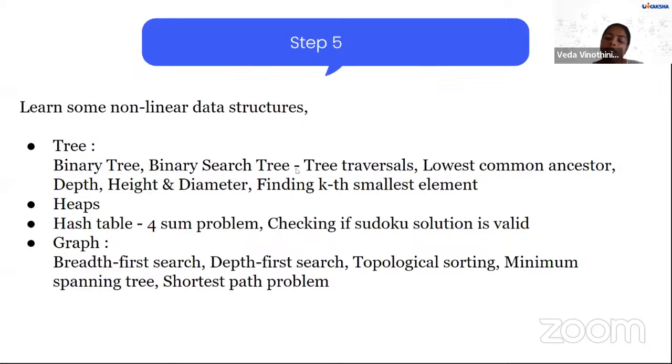Of course, inside that: tree traversal, lowest common ancestor, depth, height, diameter, finding the kth smallest element. If you are learning about binary search trees, you want to understand each and every concept, like node, what is a vertex, what is an edge. There are plenty of concepts, so you need to learn everything clearly. After that, heap is also one of the important concepts you want to learn. Inside that also you can perform all the CRUD operations.